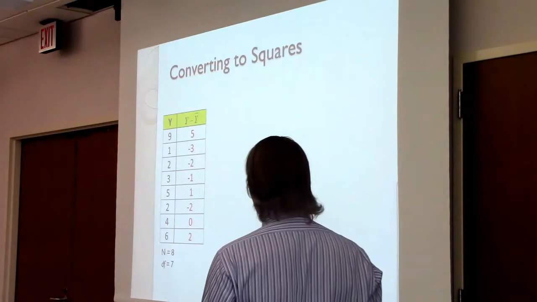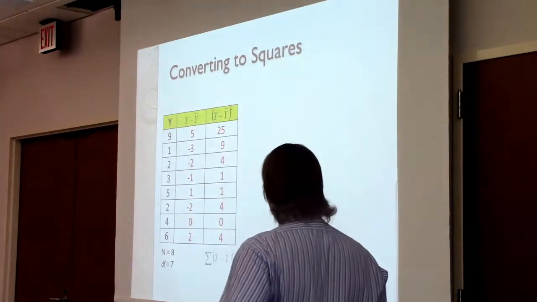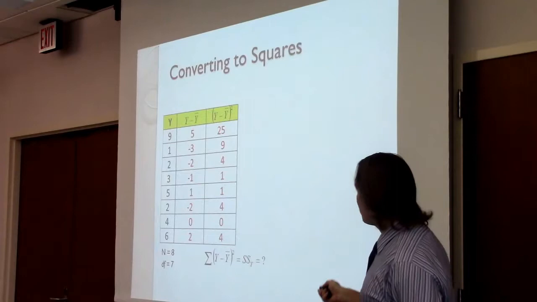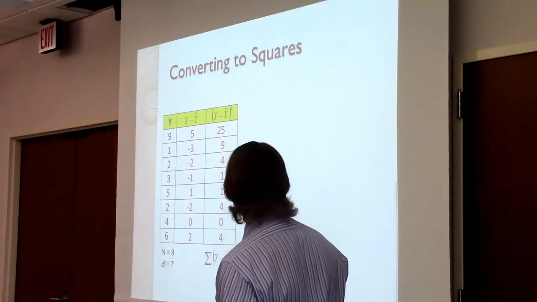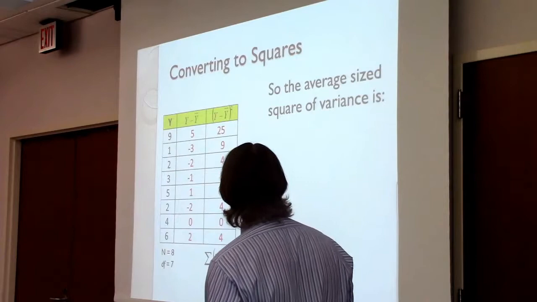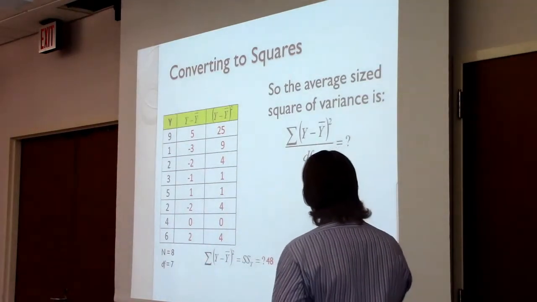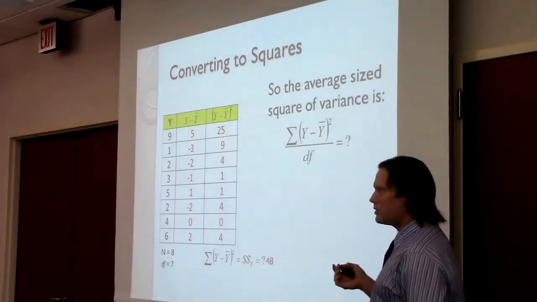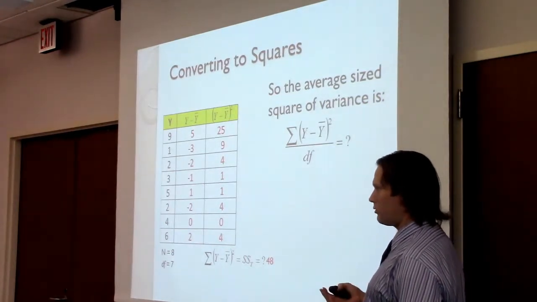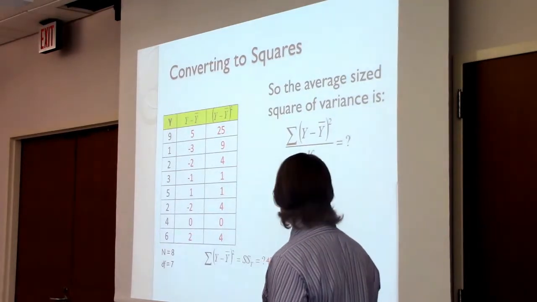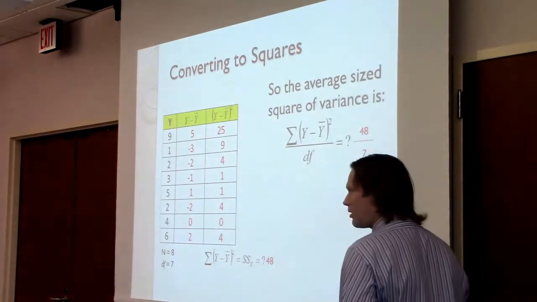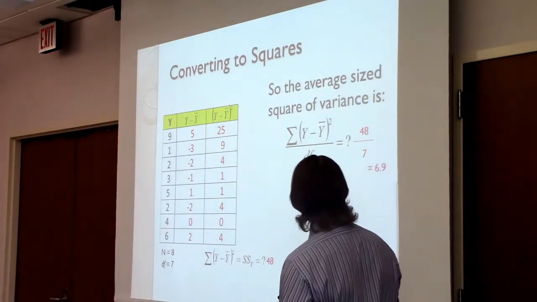So I've got an n equals 8, my df equals 7. So I square these and I add them, and if you see SSY in formulas, that's just the sum of those squared differences, which in this case is 48. So the average size square, the variance, you'll notice that I like to put df as opposed to n minus 1, not because it isn't n minus 1, but because I like to remind people that we're really talking about the degrees of freedom here, and that there's some reason that it's n minus 1 in this case. Because in SEM, degrees of freedom doesn't stay n minus 1 all the time. But that's later on. So we take 48 divided by 7, and my variance then is 6.9.